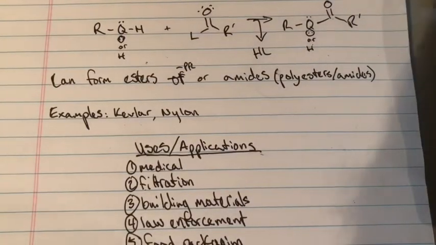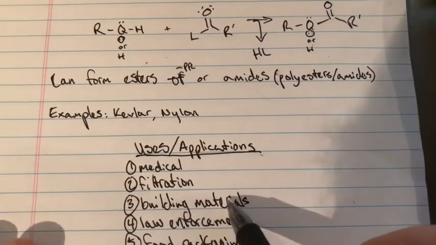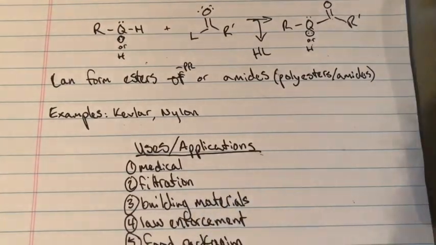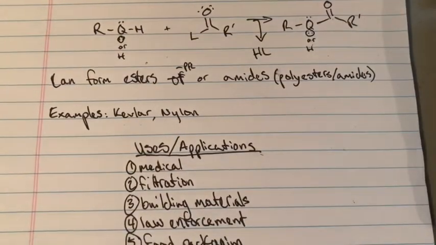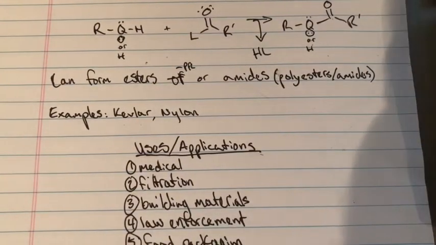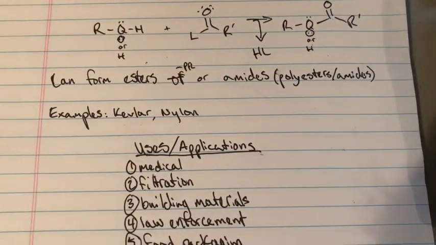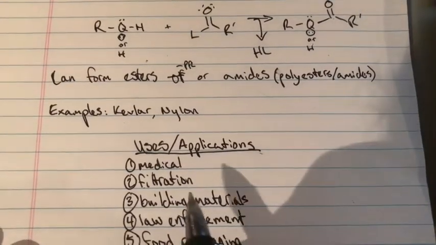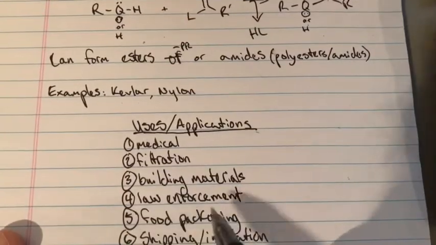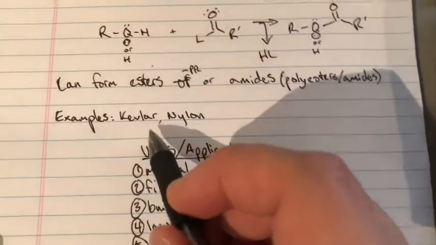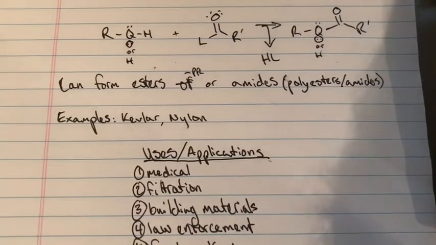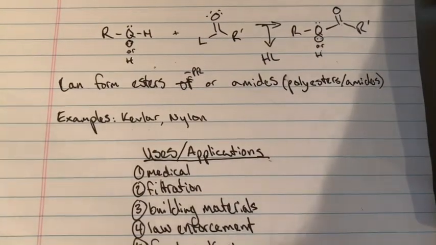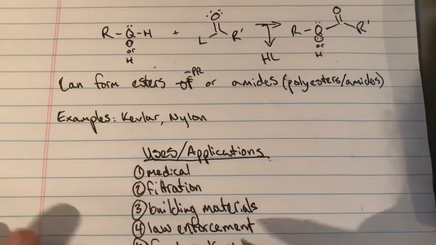Okay. And then building materials. There are plenty of types of building materials, anything from composite decking to PVC piping, for instance, for plumbing. Law enforcement, again, Kevlar is going to be a very bullet-resistant polymer that's going to save you from a bullet wound.